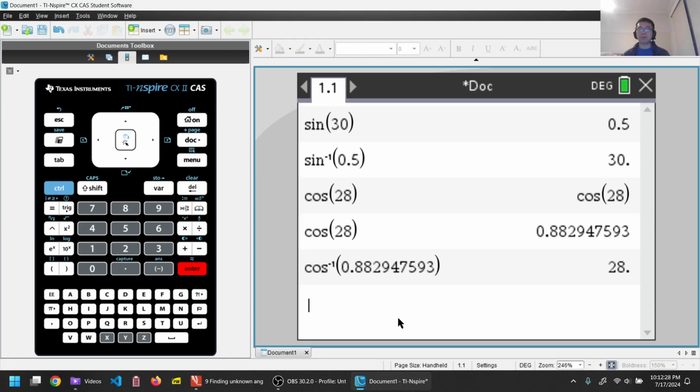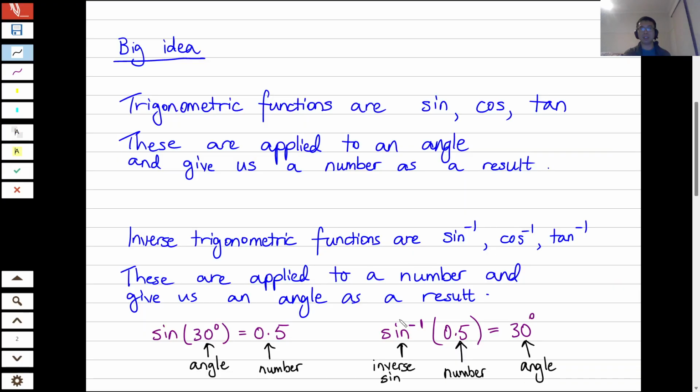So when you use the minus 1, you're going from the number back to the angle. And that's what today's video is all about. We want to use the inverse trig functions, inverse sine, inverse cos, and inverse tan. And that's going to give us an angle as our answer. I know it's a bit abstract, so let's make this concrete with some examples.